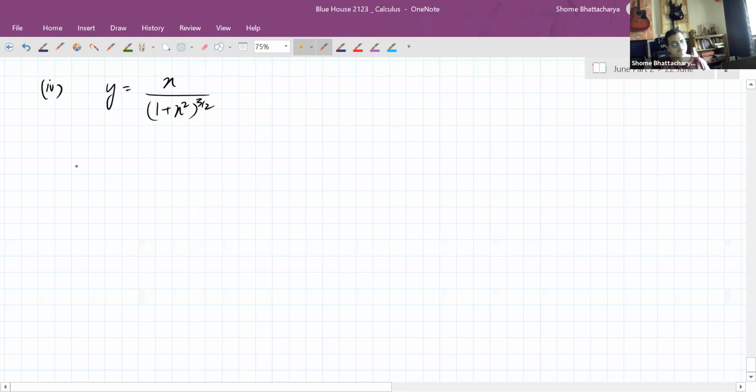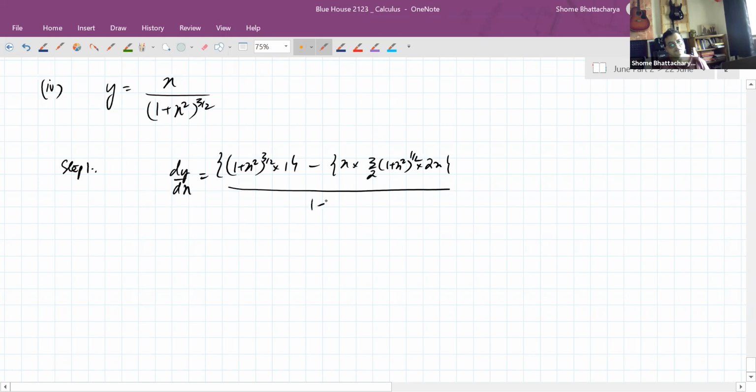So again, the differentiation. So here the differentiation is the thing that is lengthy. You have to use the quotient rule. So denominator into differential of numerator minus numerator into differential of denominator. So denominator's differentiation is done by chain rule, as you can see, divided by denominator square.